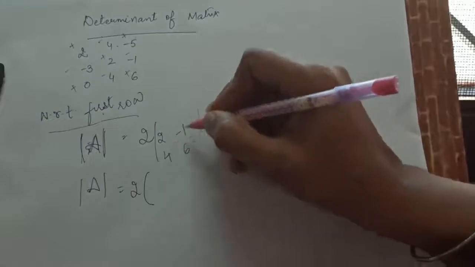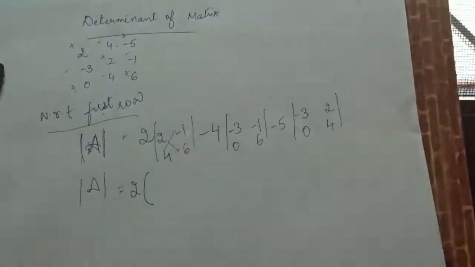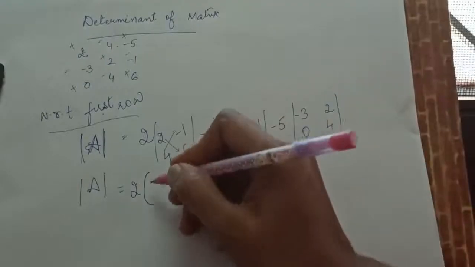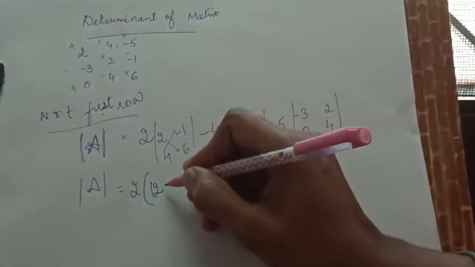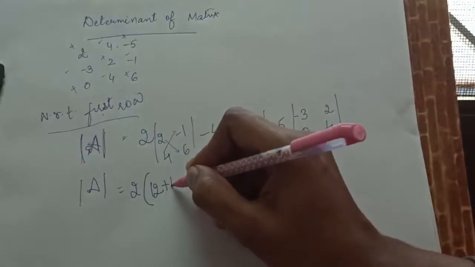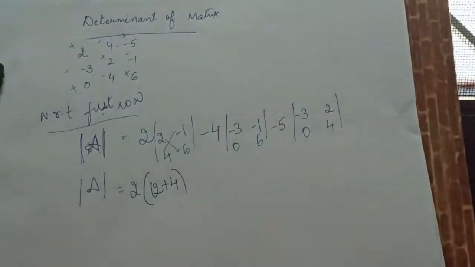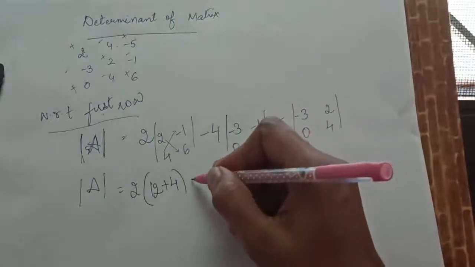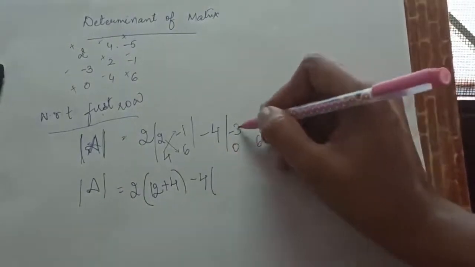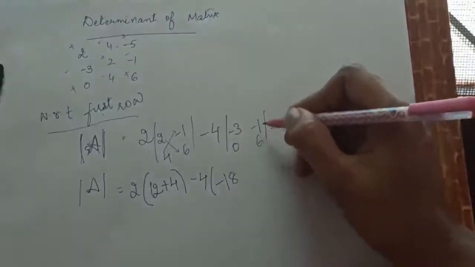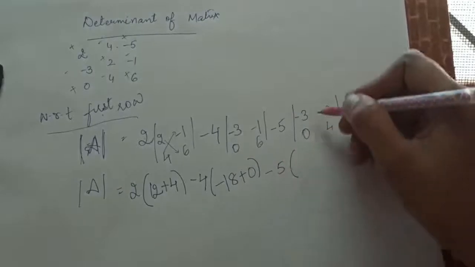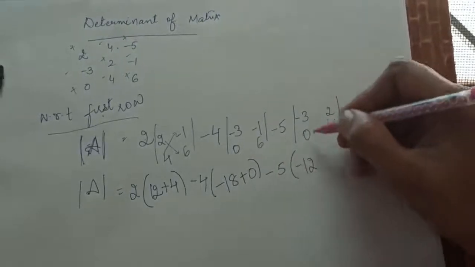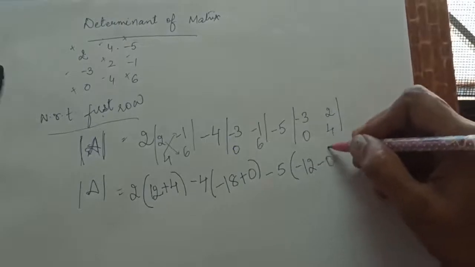Now you have to cross multiply. Multiply this with this and this with this. So 2 multiplied by 6 will be 12. 4 multiplied by minus 1, it will be minus 4. Now in between you have to put one sign that is minus. So minus minus comes out to be plus. So it has become 12 plus 4. See in the next also I will apply the same rule. Minus 4, 6 into 3, minus 18, 0 into minus 1, that is 0. Again minus 5. Minus 3 into 4 minus 12, 0 into 2 minus sign I will put minus 0.